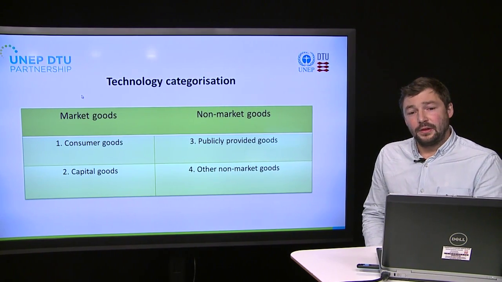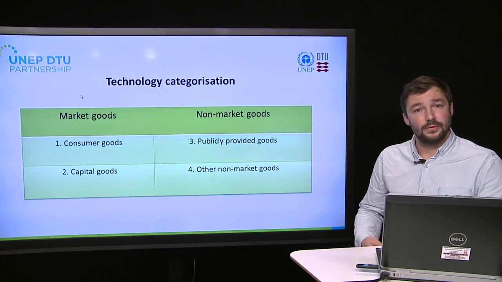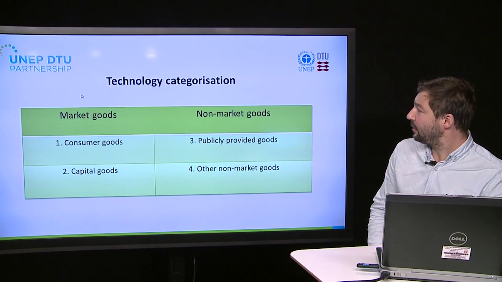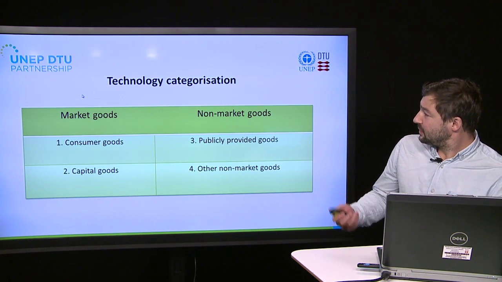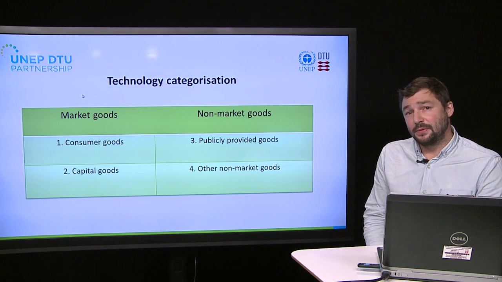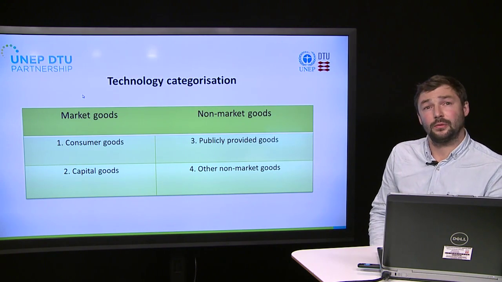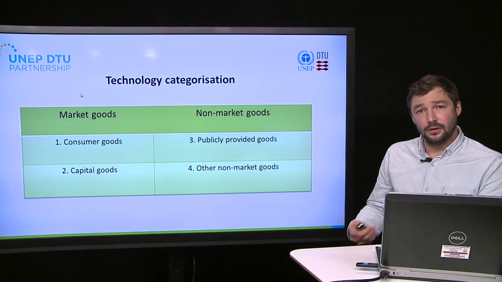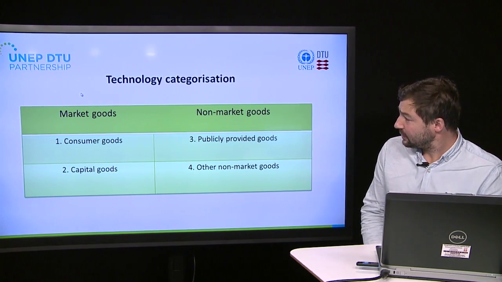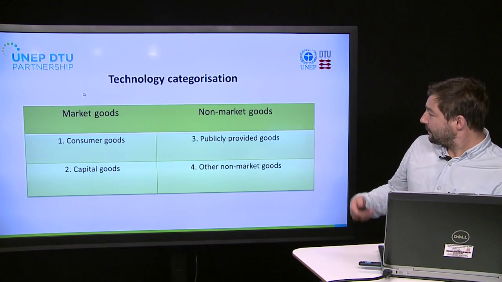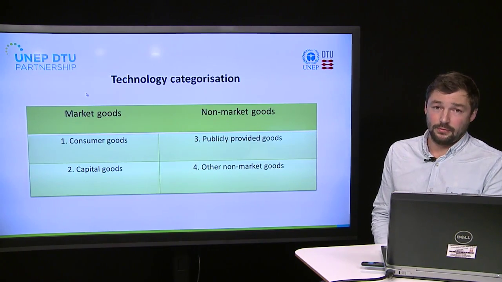Now, we find that there is a need to distinguish between different types of technologies because technologies are different, and for that reason the barriers preventing their diffusion will also be different. And we suggest distinguishing between two overall types of technology categories. The first is what we call the market goods, and the second is what we call non-market goods. And within those two categories, I'll explain what we mean by, firstly, consumer goods, and secondly, capital goods. And after this, I'll turn to the question of what we mean by publicly provided goods and other non-market goods.